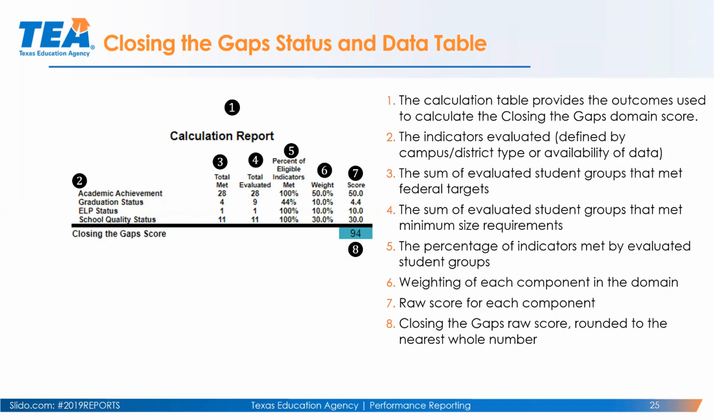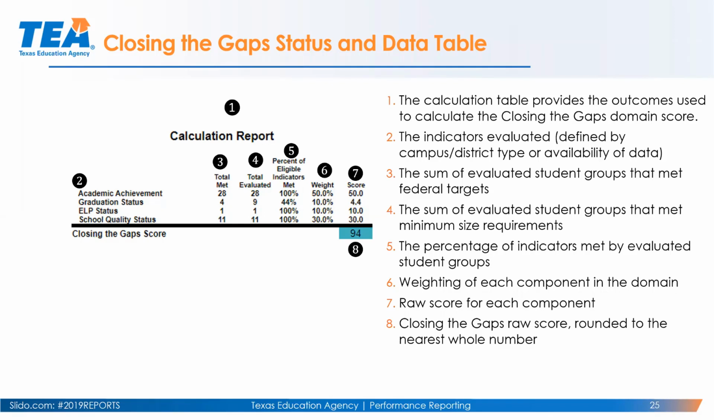For this particular district, they are evaluated on academic achievement, graduation status, ELP status, and school quality. So those 4 components are applicable to that particular district. Now this can change based on your campus or district type or the availability of data. For this district, we're evaluating on these 4 components.